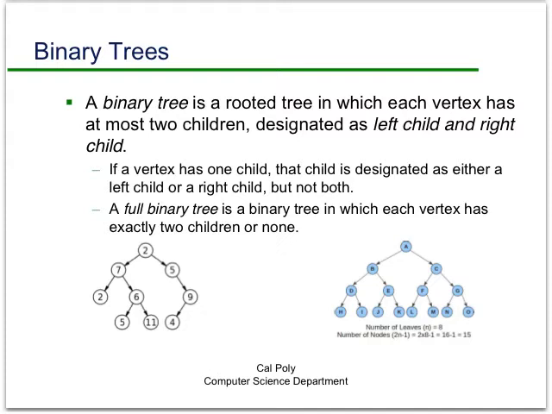9 is the right child of 5, 4 is the left child of 9. So again, it's exactly what you'd imagine it to be, as you look at the tree. So 7 is the left child of 2, and this 2 is the left child of that 7.